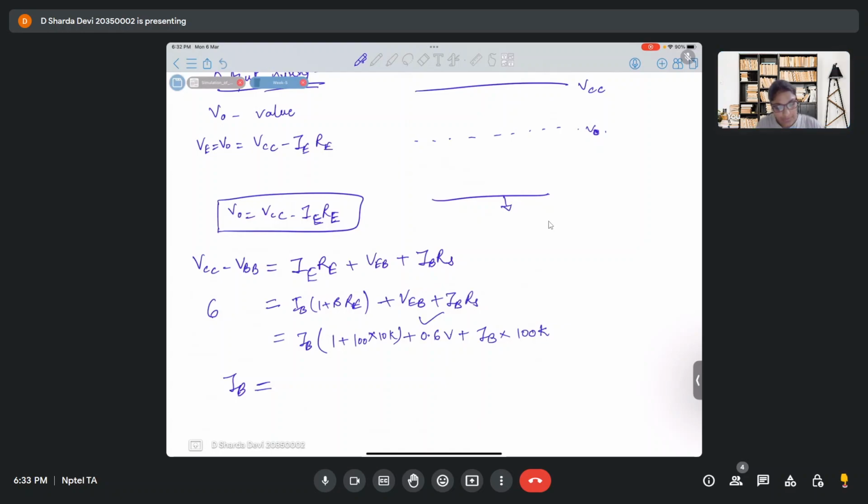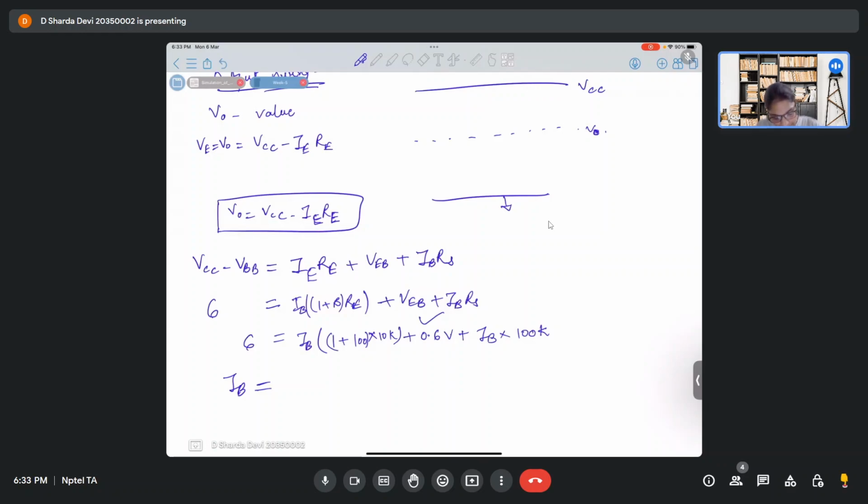Ma'am, there will be a bracket after beta. Yes, 1 plus beta into RE, because it is IE, right? So IC plus IB. So from this expression, we can find IB.